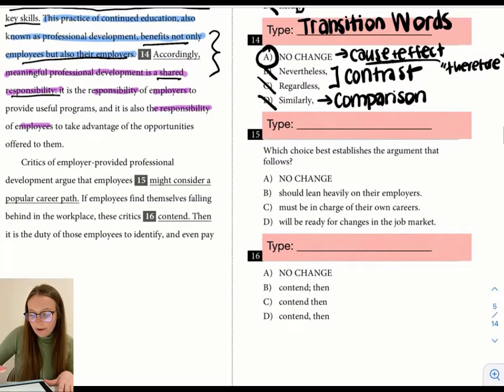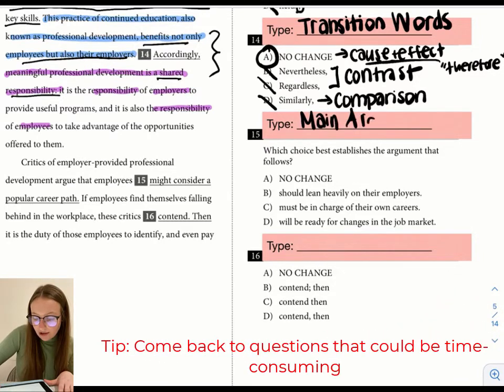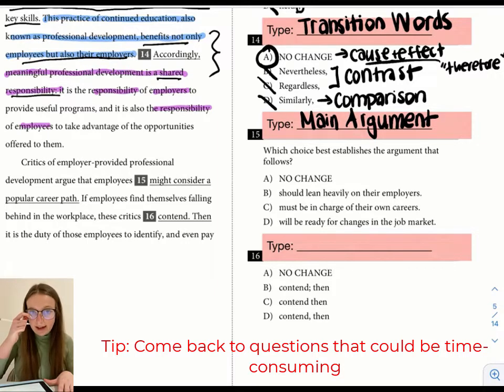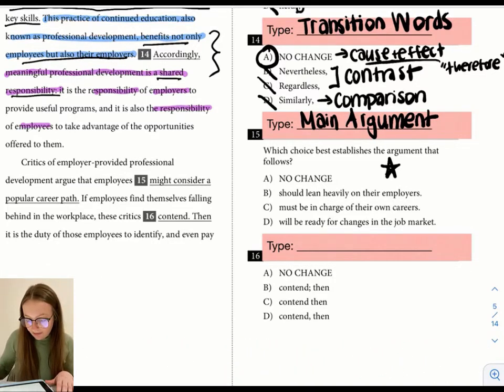All right, number 15 is like a main argument type of question. So this question, when you're actually doing the SAT, you want to come back to something like this because we have not read the full passage. So I don't know what this passage is honestly about at this point. It seems like it's about employees getting more educated and how that would benefit the company overall. But we don't have enough information to genuinely answer this. So we're going to come back to this guy at the end.